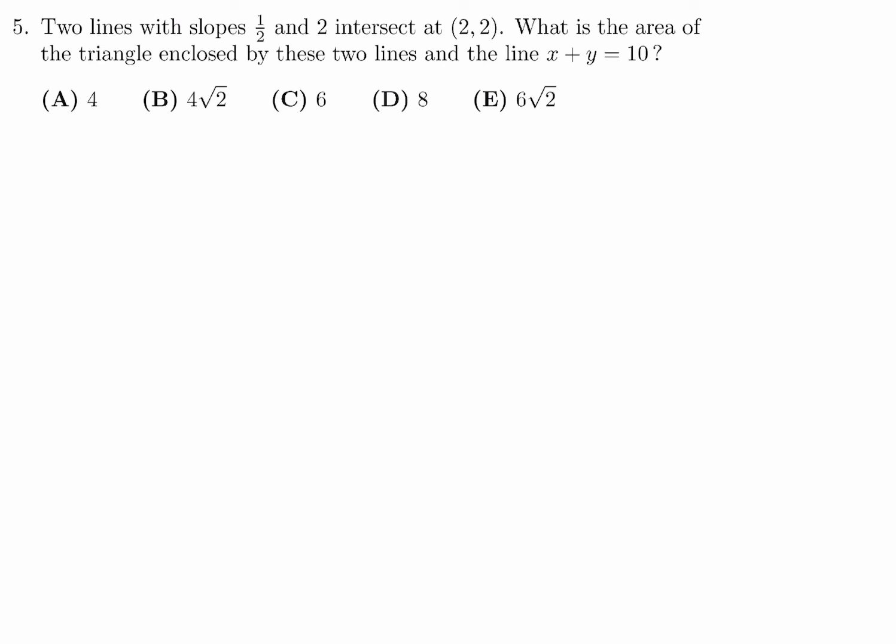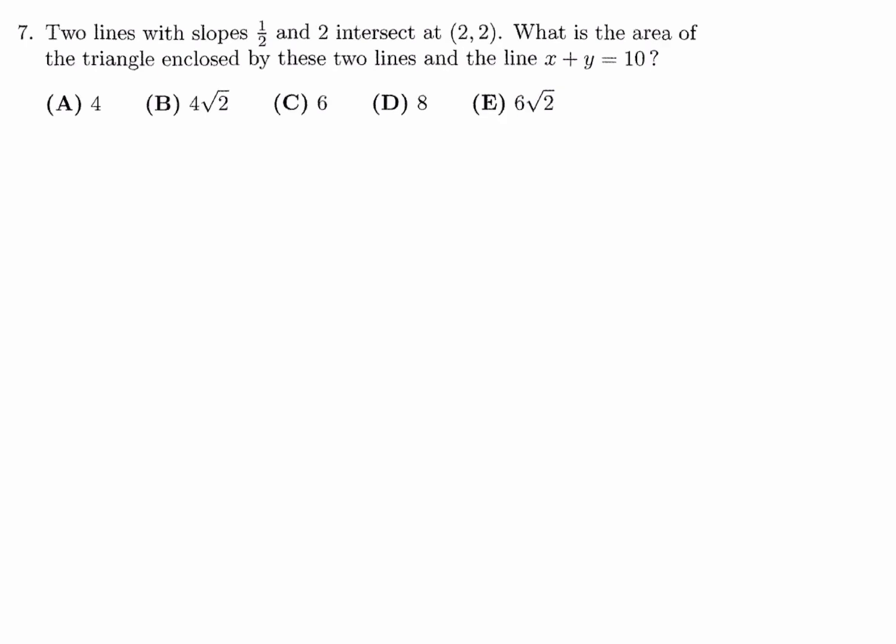Two lines with slopes half and 2 intersect at 2, 2. What is the area of the triangle enclosed by these two lines and the line x plus y is equal to 10? Well, the first thing is let's create an equation for both of those lines. y is equal to x over 2 plus b1, and y is equal to 2x plus b2. And then let's use the fact that both of them pass through 2, 2 to get the b1 and b2 values.